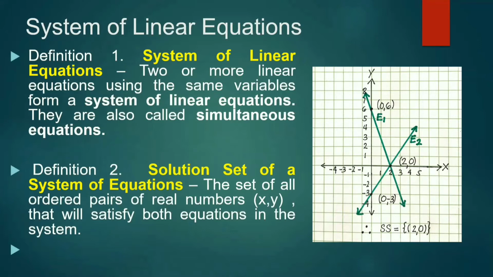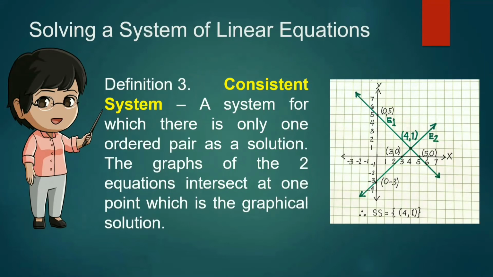Definition 2. Solution set of a system of equations. This is the set of all ordered pairs of real numbers x, y that will satisfy both equations in the system. Definition 3. Consistent system. A system for which there is only one ordered pair as a solution. The graphs of the two equations intersect at one point, which is the graphical solution, as illustrated here.